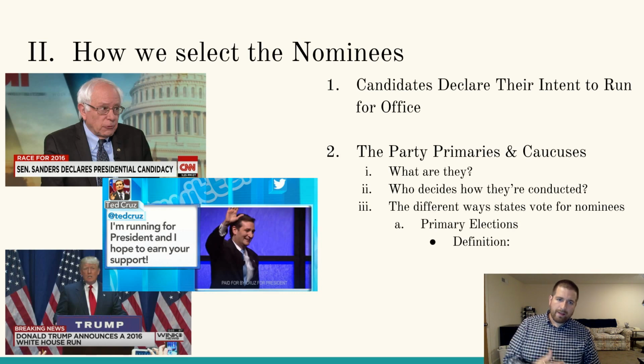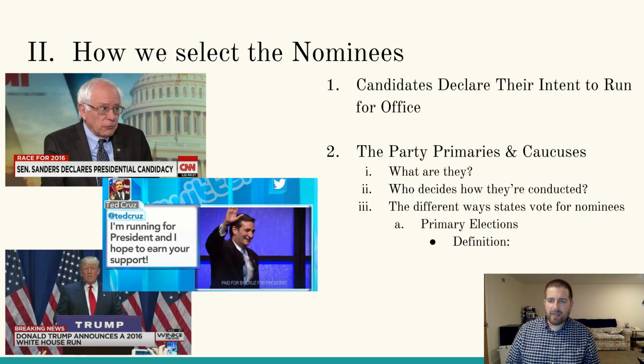So as you can see on the left here, leading up to the 2016 election, there were multiple people vying for the Democratic and Republican nominations. Bernie Sanders was one of the main Democratic rivals to Hillary Clinton. Ted Cruz was one of the main Republican rivals to Donald Trump. And as you can see down in the corner, the headline of Donald Trump announcing his push for the presidency and ending up being the surprise nominee for the Republican Party. So that's the first step, is you have to declare that you are running for office.